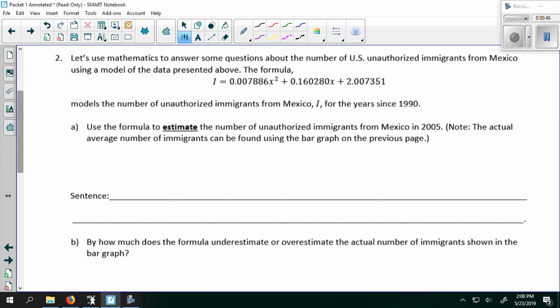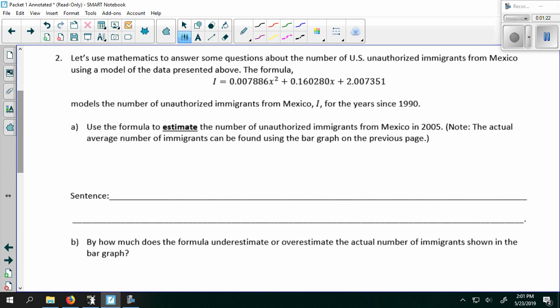So let's use math to answer some questions about the number of US unauthorized immigrants from Mexico using a model of the data presented above. So I have I equals 0.007886x squared plus 0.160280x plus 2.007351. That equation models the number of unauthorized immigrants from Mexico for years since 1990. So x is the number of years since 1990. So I want to use the formula to estimate the number of unauthorized immigrants from Mexico in 2005.